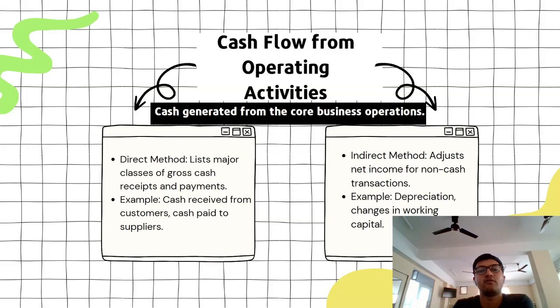So cash flow from operating activity. There are two methods, direct method and indirect method. Cash received from customers, cash paid to suppliers.